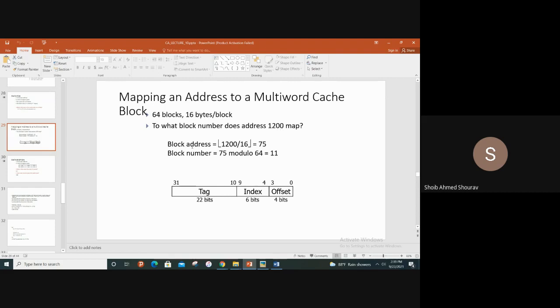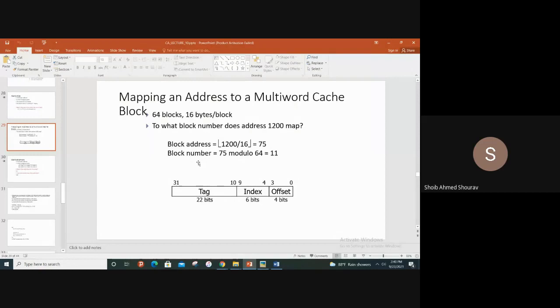we have to find out the block address first, then the block number. The block address is the floor. Remember, we know ceiling and floor. It is the floor of 1200 divided by the number of bytes present per block. If the question said 4 words per block, we still have to divide by 16 because there are 16 bytes per block. So this is 75 point something. If we take the floor, it will be 75. Even if it is 75.99999, we are going to take 75. Is it clear? Please respond.